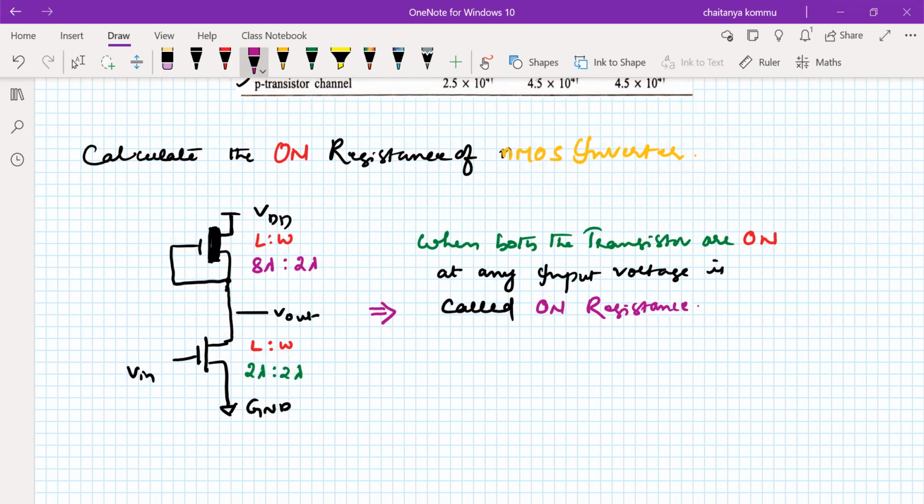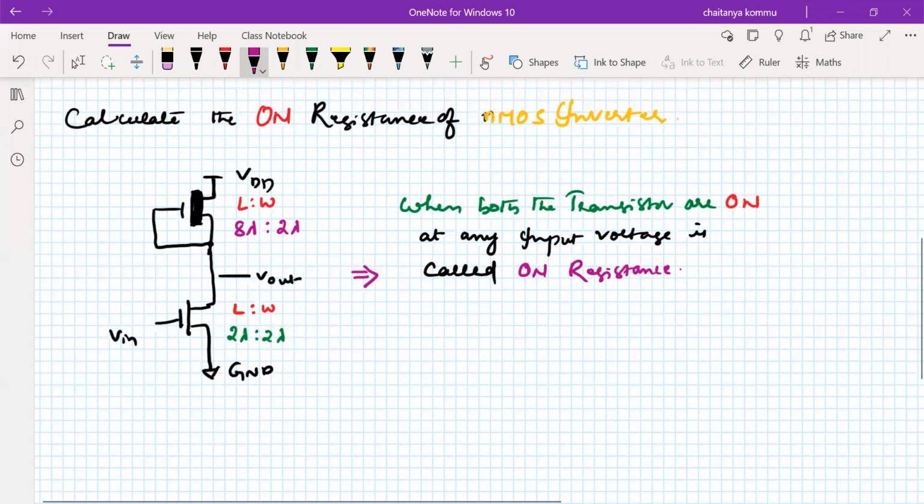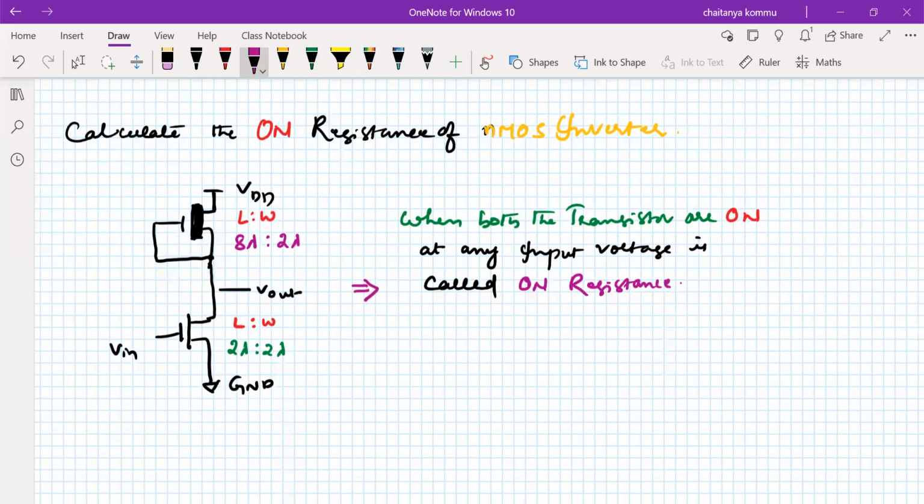Okay. So in this particular case, what input voltage will give you this kind of thing? By VIN equal to VDD, this is the point where both the transistors become on. That's what we have learned from the basic NMOS inverter. When the VIN is equal to VDD, the bottom transistor is on and the upper transistor is always on. Therefore, the total circuit becomes on.